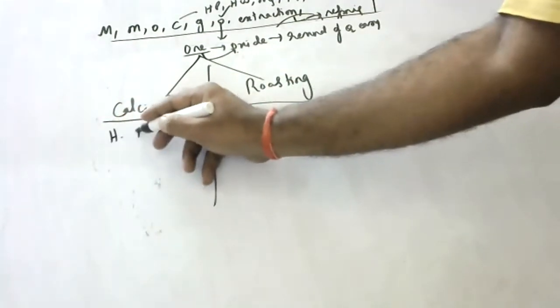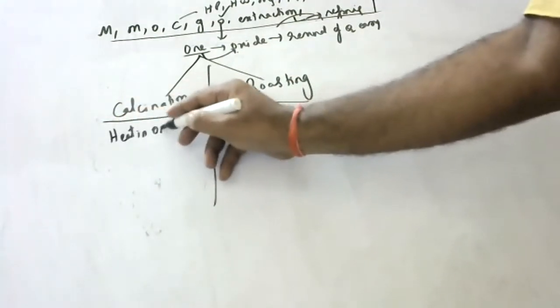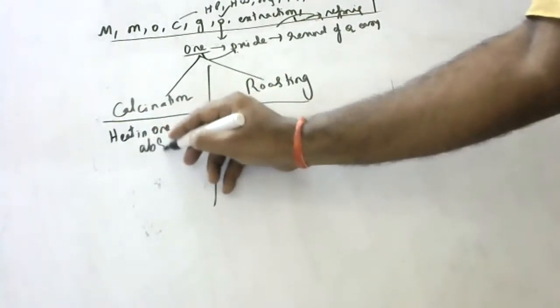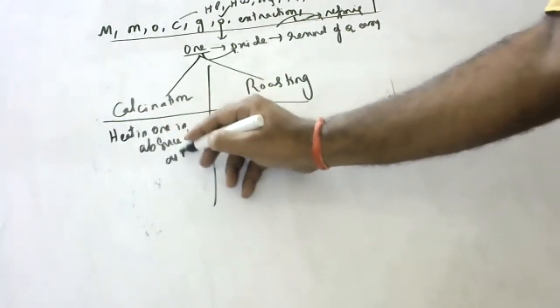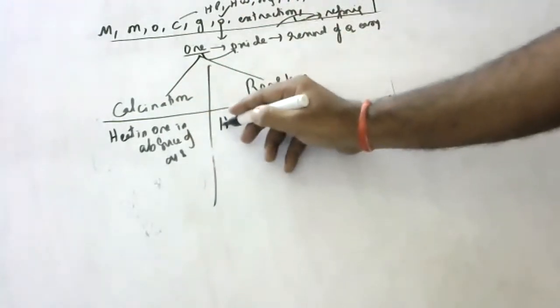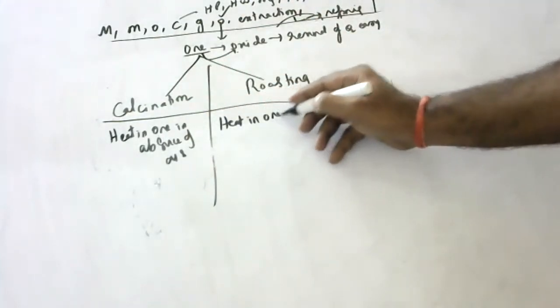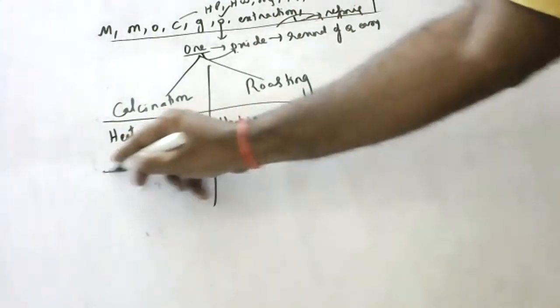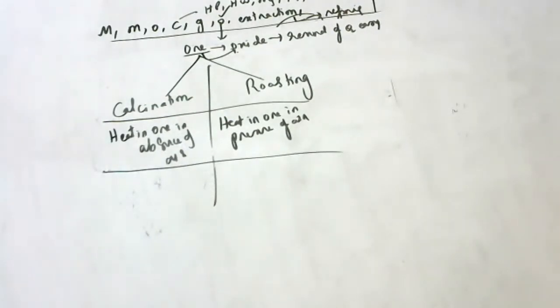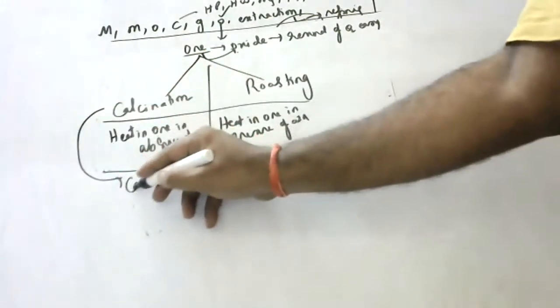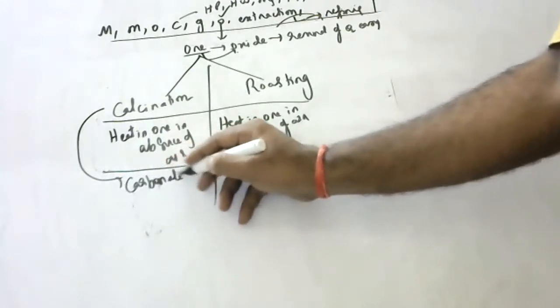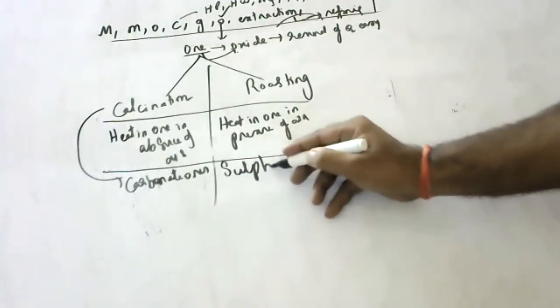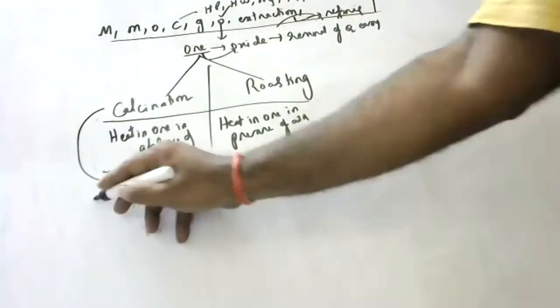What is calcination? Heating the ore in absence of air. Roasting means like frying. Roasting means heating the ore in presence of air. Calcination, C for C, easy to remember, is done for carbonate ores which we get from the earth's crust. Roasting is done for sulfide ores.